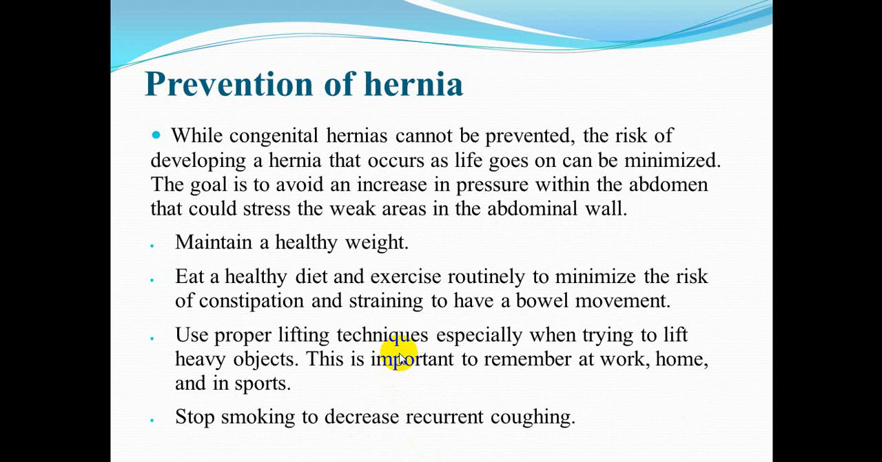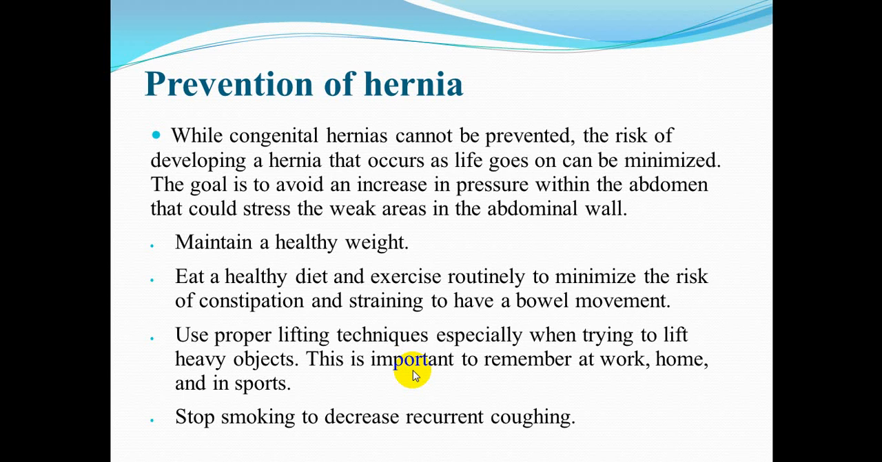Prevention of hernia. While congenital hernia cannot be prevented، الولادة ما نقدر نمنعها. The risk of developing a hernia that occurs as life goes on can be minimized. The goal is to avoid increase in pressure within the abdomen that could stress the weak area in the abdominal wall. Maintain healthy weight. قدر الإمكان أن يحافظ على الوزن الطبيعي.